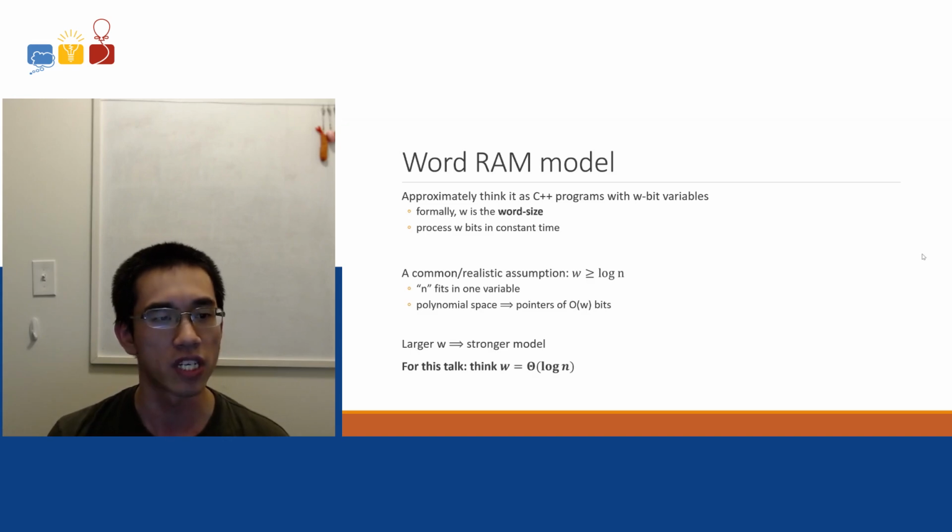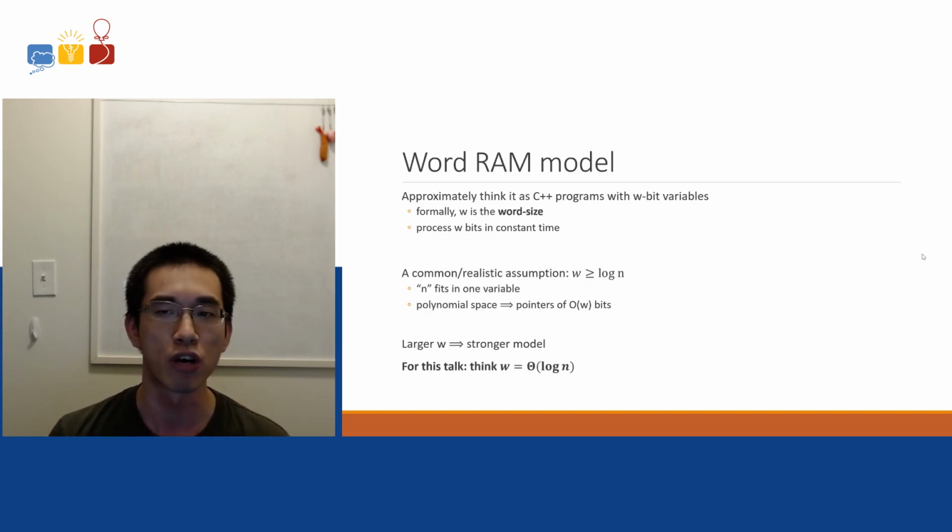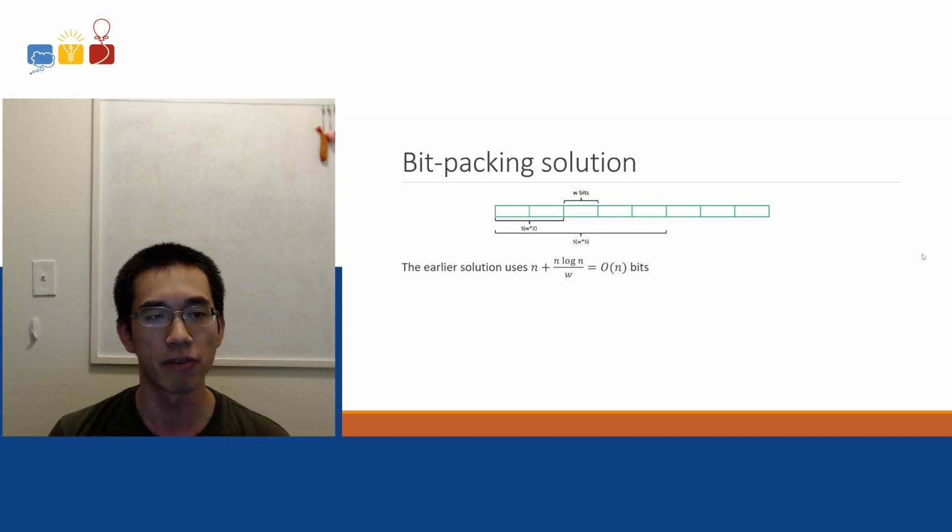For this talk, we just think of W being the minimum possible value satisfying the above requirement. We think W is some constant times log n. Okay, so now we think about programs with log n bit variables. Let's reanalyze the previous solution using bit packing.